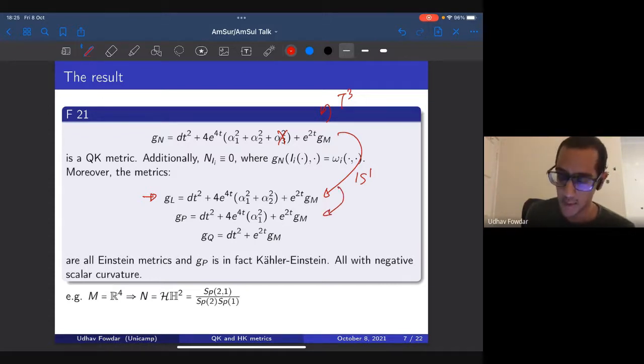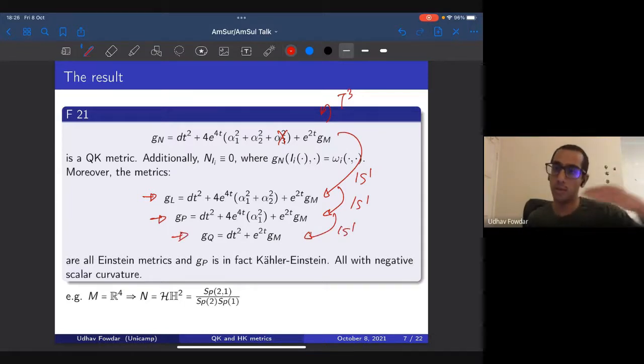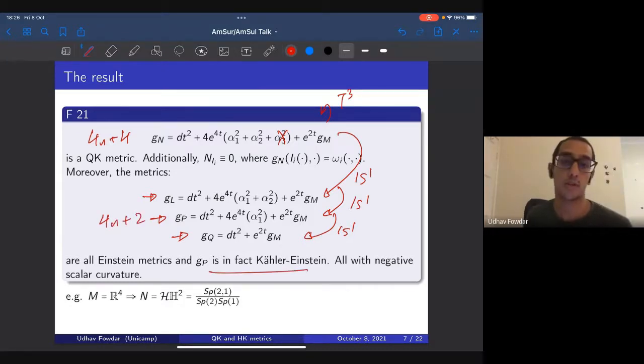Now, there's another T2 action remaining, so you take another S1 quotient, you get another Einstein metric with negative scalar curvature, and one more, you get again another Einstein metric. So you get a triple of Einstein metrics, each time you take an S1 quotient. And moreover, this is a manifold of dimension 4n plus 4, and each time the dimension goes down by 1, this one's a manifold of dimension 4n plus 2. This turns out to, in fact, be a Kähler Einstein metric with negative scalar curvature.